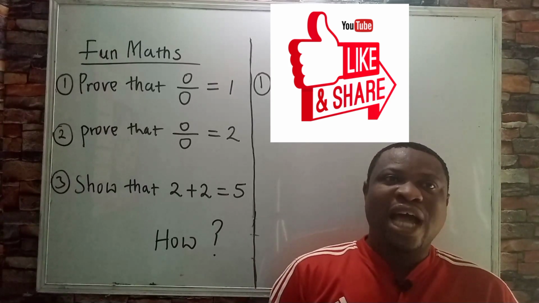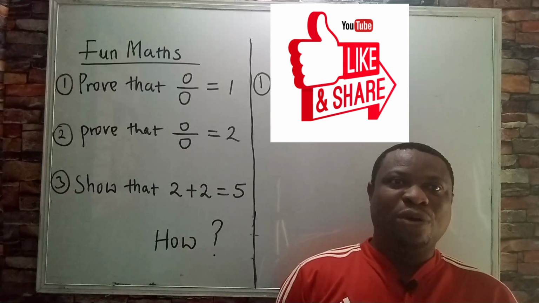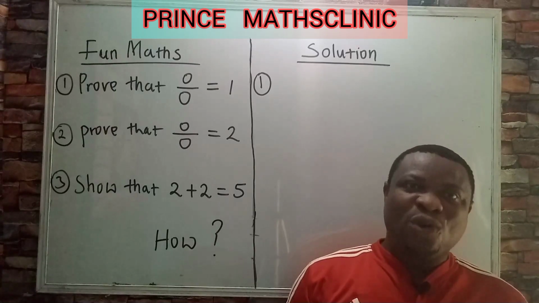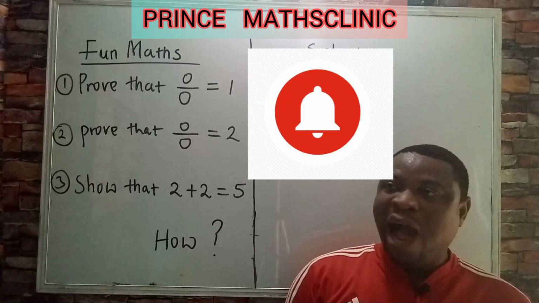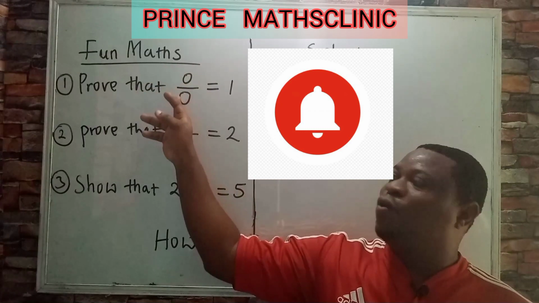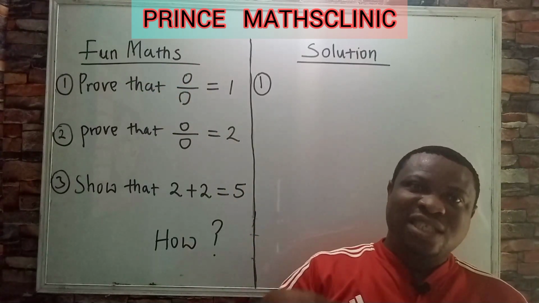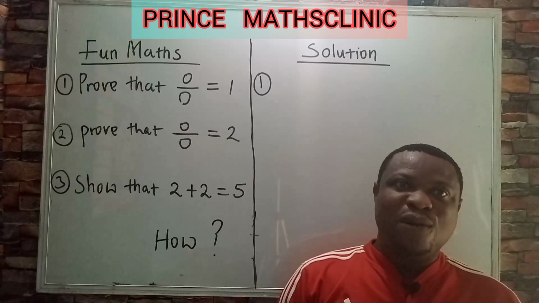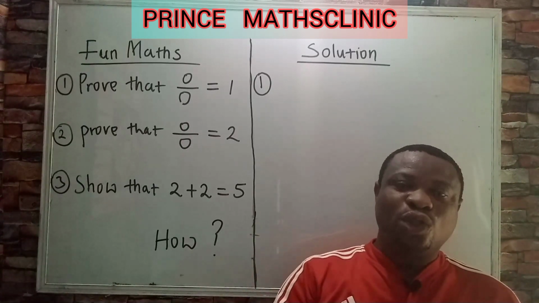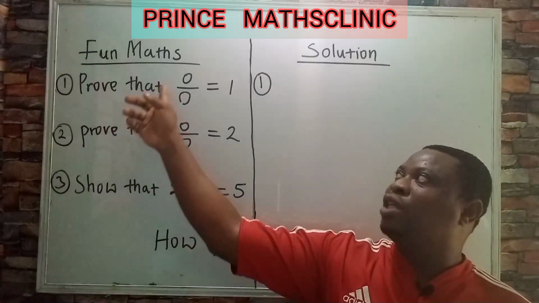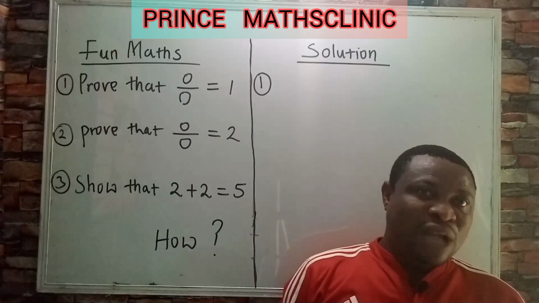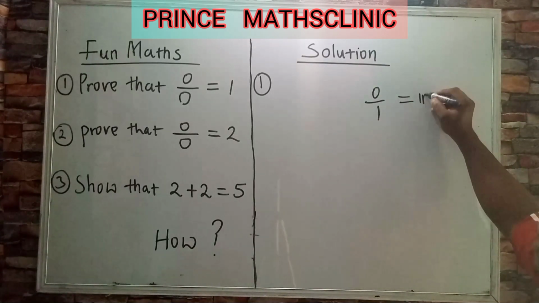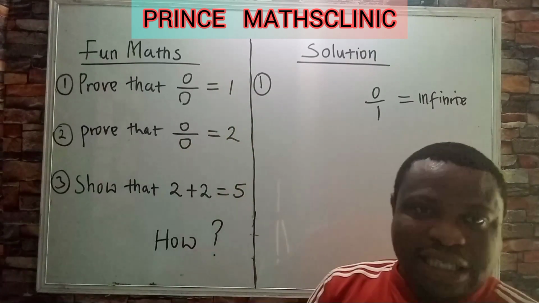Today, we shall be looking at the set of questions we have on the board, and it has to do with some mathematics that look very incorrect. How does it look incorrect? We all know that 0 over 0 is seriously wrong, in the sense that 0 over 0 in maths simply means indeterminate, meaning that you don't know the exact value. So how come we want to say 0 over 0 equals 1? Now, if it is 0 over 1, we say it is infinite. That means it is 0 over 0, it is indeterminate.